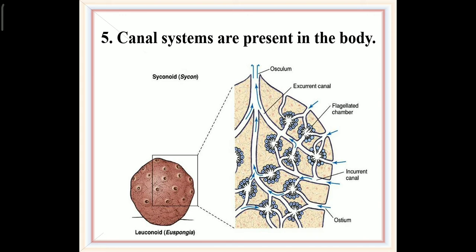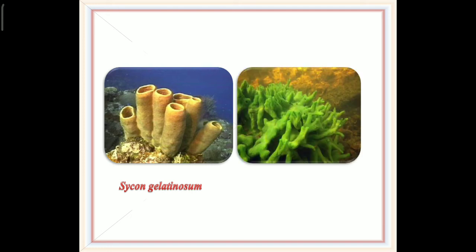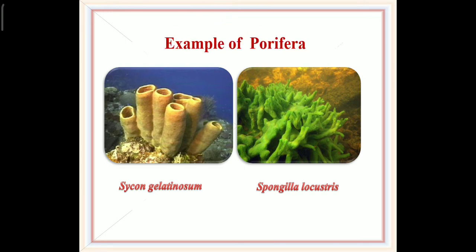And the canal system is a very important, peculiar characteristic feature of the phylum Porifera. The canal systems are present in the body. You see here some of the canal systems. Actually, water enters the body through the ostia and exits from the body through the osculum. Now, some examples of the phylum Porifera: Sycon gelatinosum, you see here the picture, and Spongilla lacustris. These are the examples of the phylum Porifera.